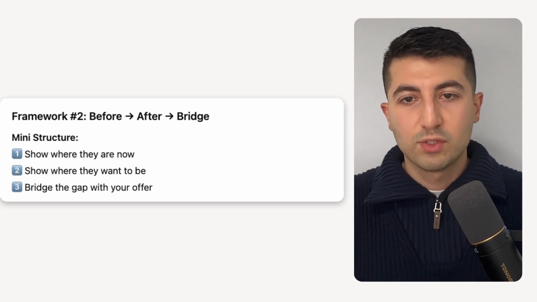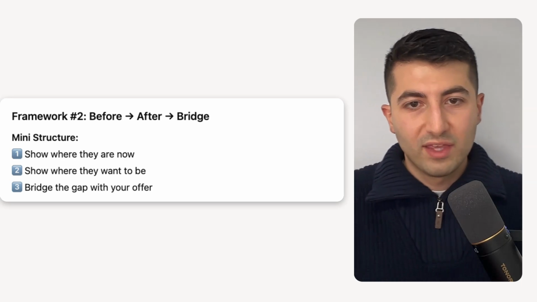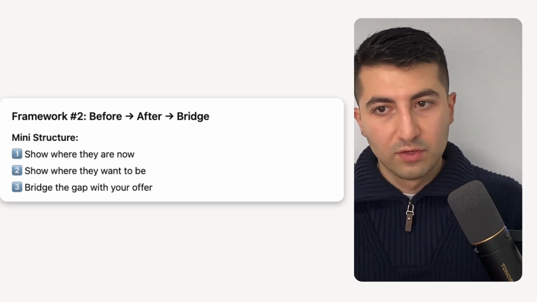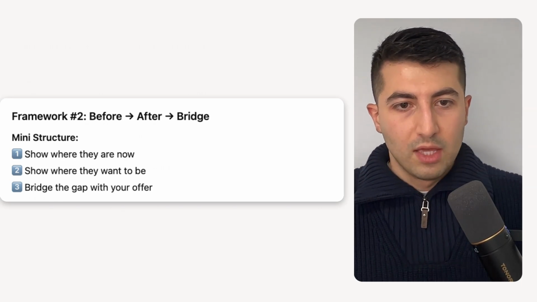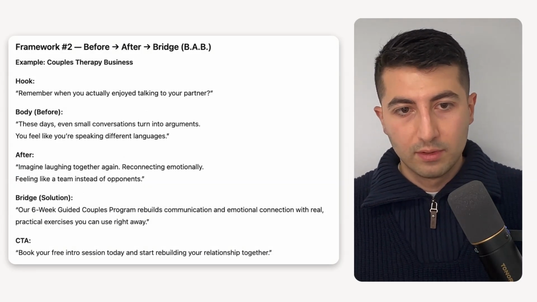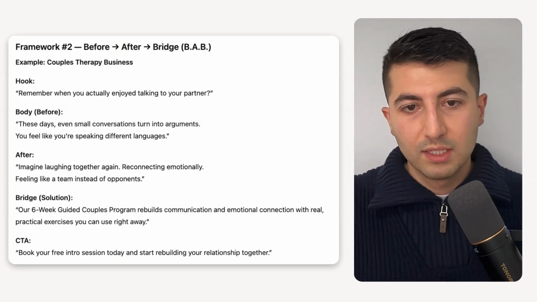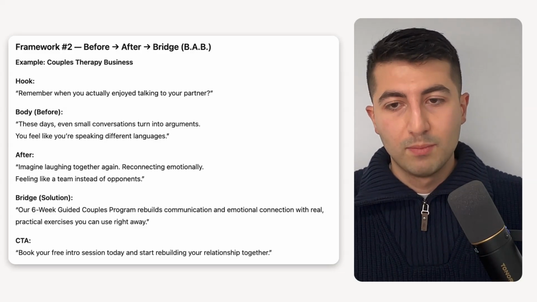This framework focuses on the transformation. You highlight where your audience is now and where they want to be and how your product or service bridges that gap. For example, let's say you own a couple therapy business. The hook should be something like, remember when you actually enjoyed talking to your partner? So this is the hook, and the body is going to be, these days, even small conversations turn into arguments, which is basically a problem or the before state.